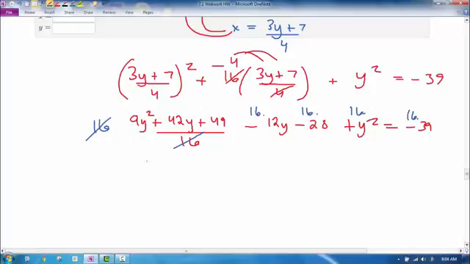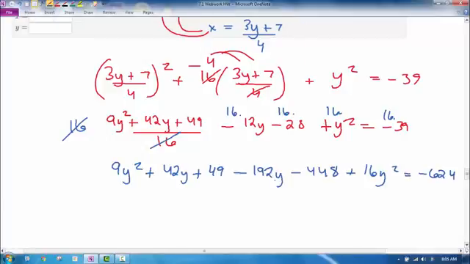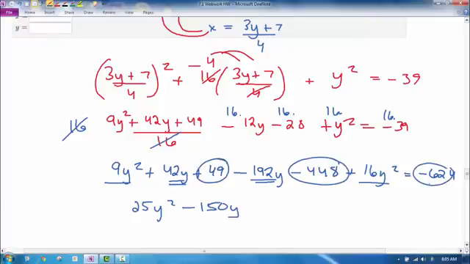which gives me this next equation, 9y squared plus 42y plus 49 minus 192y minus 448 plus 16y squared equals negative 624. Now I can add like terms. Gives me 25y squared. I can add the y's together here. Should give me negative 150y. And I can add the numbers together, but I have this number as well that I'm going to have to move over and subtract or add. And that gives me 225.